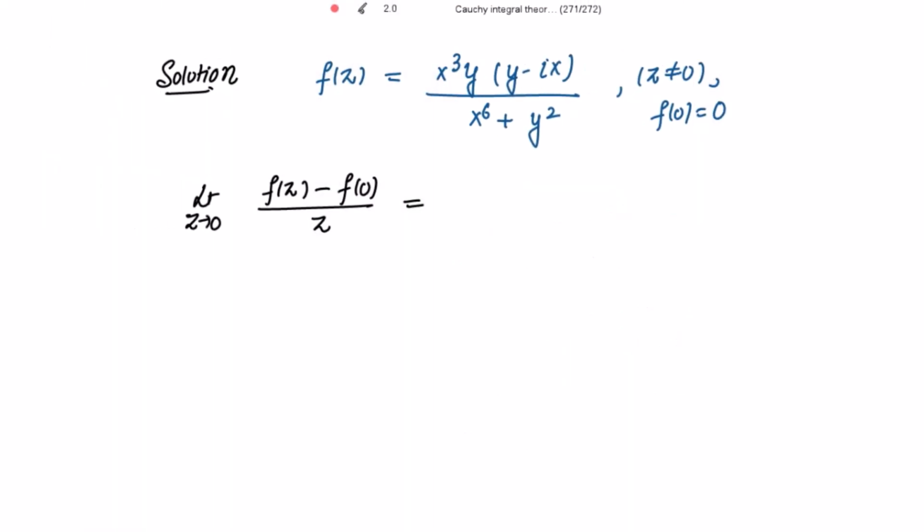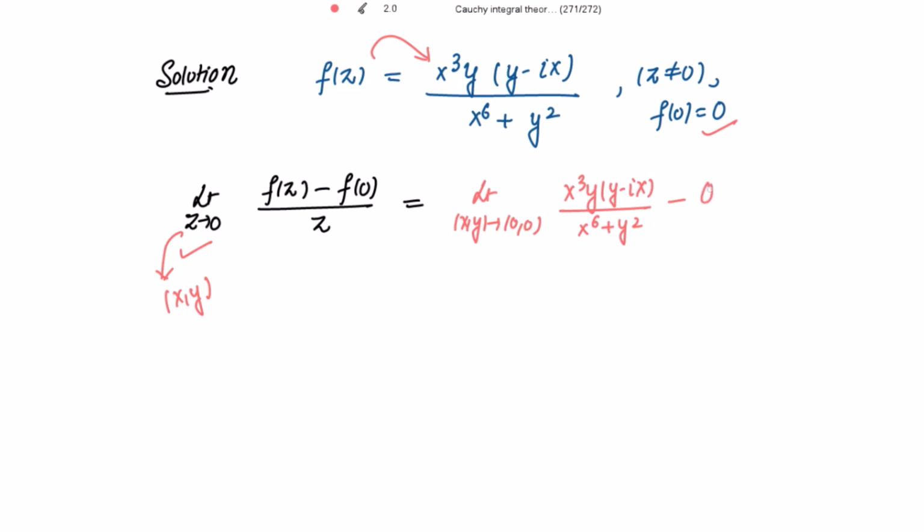So this is the function given to us, and we need to find this, writing limit x, y tending to 0, 0, because our function is in x and y, right? So writing here x, y tending to 0, 0. Z is the complex variable which can also be notated as x, y. So writing f(z), x cube y into y minus iota x divided by x to the power 6 plus y square, minus f(0) is 0, it is given to us, divided by z. I'm taking z to be x plus iota y.